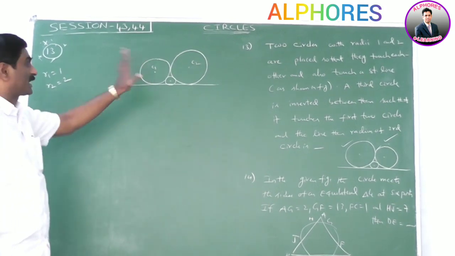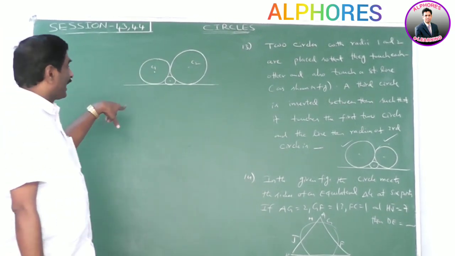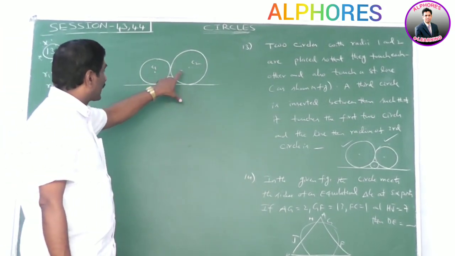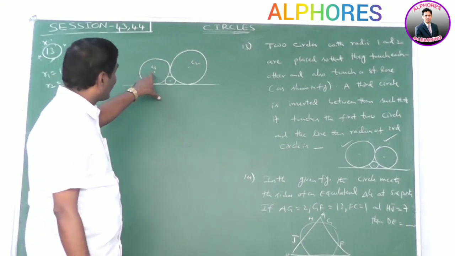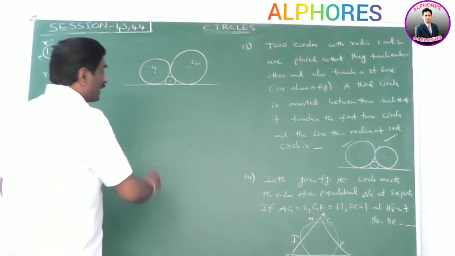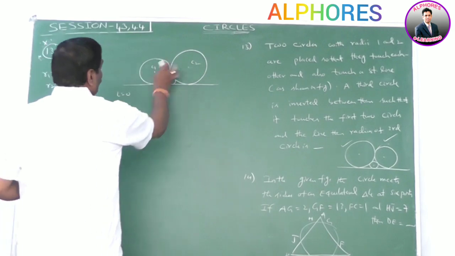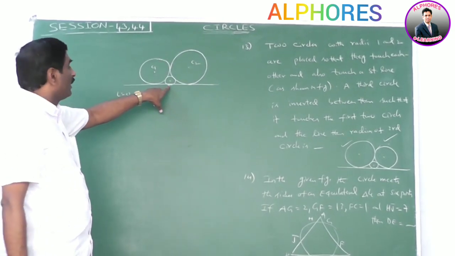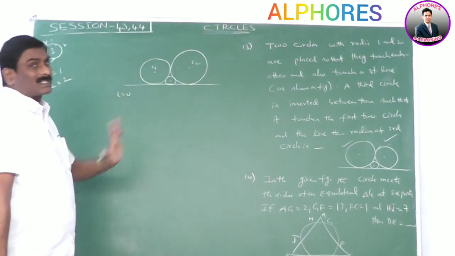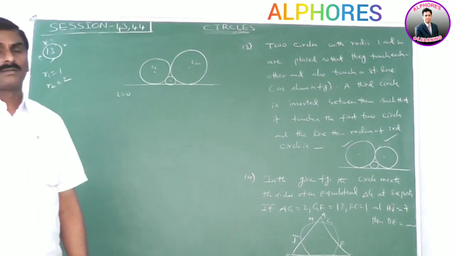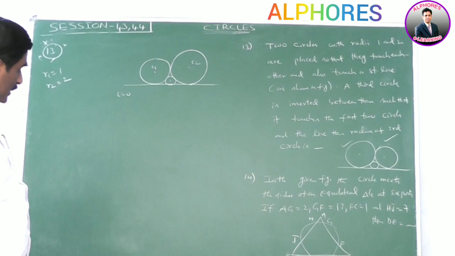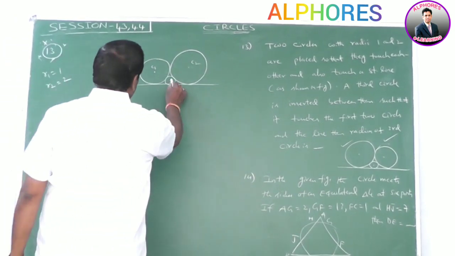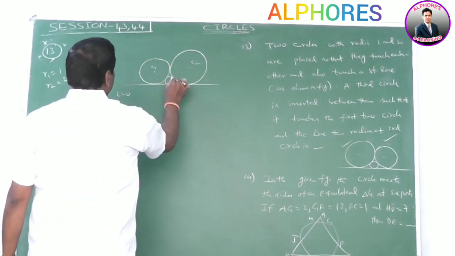Let C1, C2 be the centers of the circles. The third circle is inserted between these two circles and the line. The line L equal to 0 is the common tangent for the given two circles. At the same time, this line is also tangent to the third circle, which also touches these two circles. Any problem? Please note this point. In this diagram, it is C1, it is C2, it is C3.